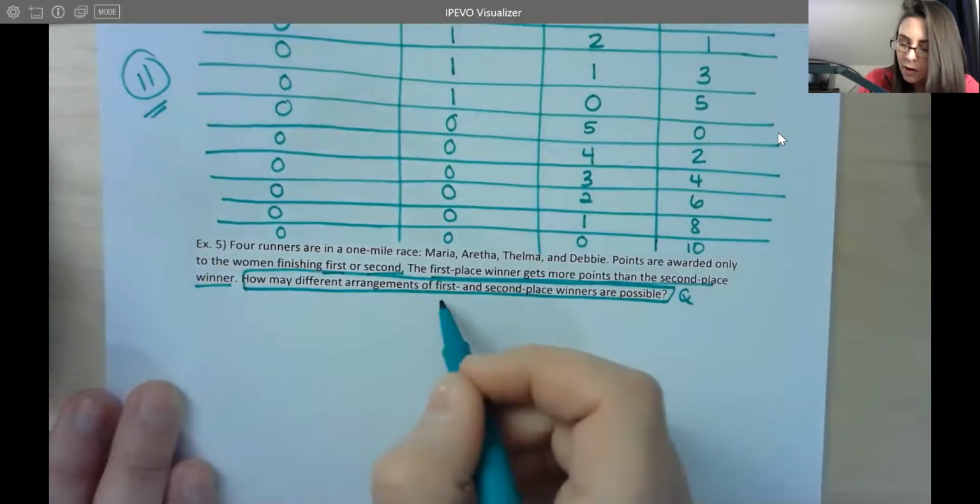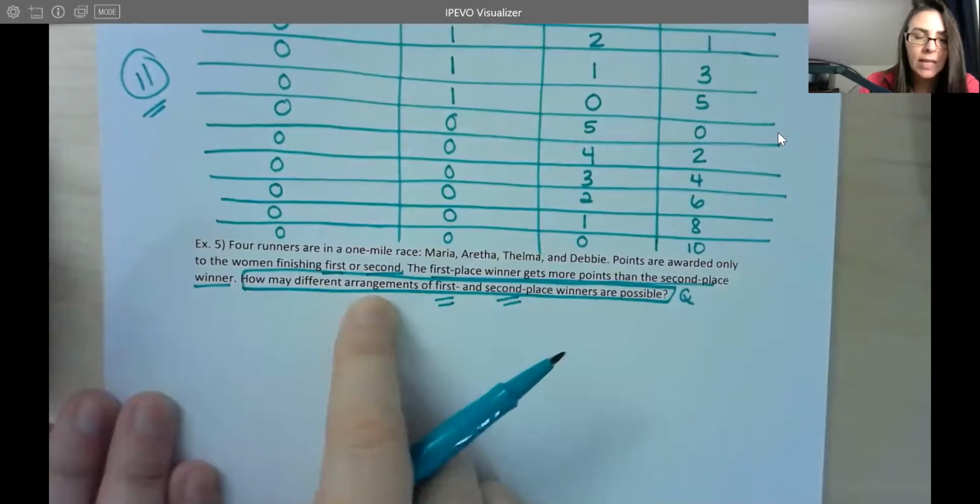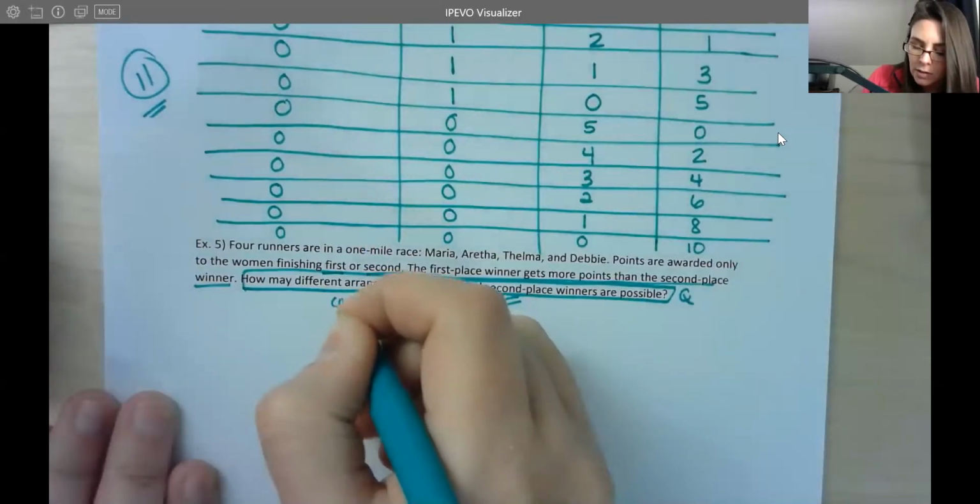So I'm focusing on first and second place winners, right? I don't care about third and fourth place here. They're not going to get points. I just want to know who's getting points. So how many different arrangements? That also means combinations.